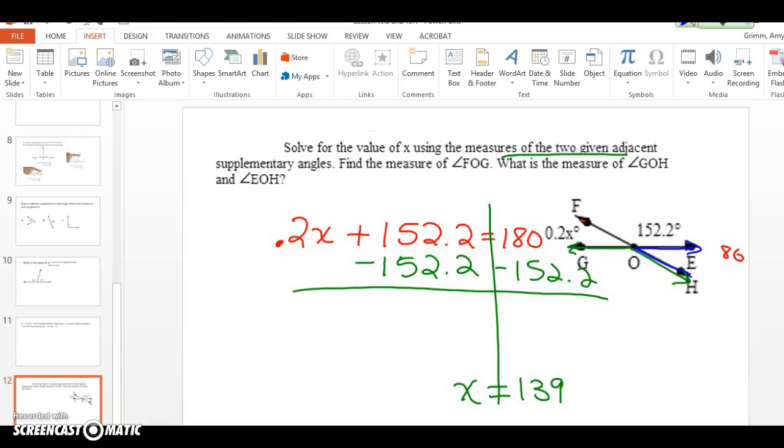How am I going to figure this out? Multiplication. Look at your picture. How am I going to figure that out? All I know right now is that X is 139.